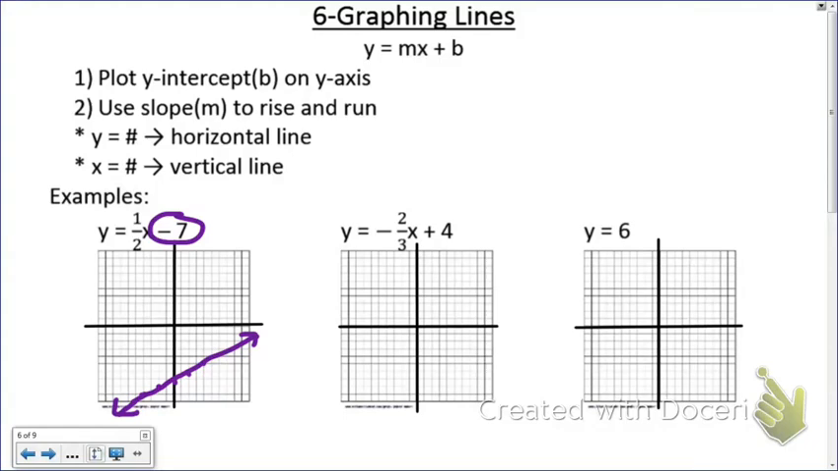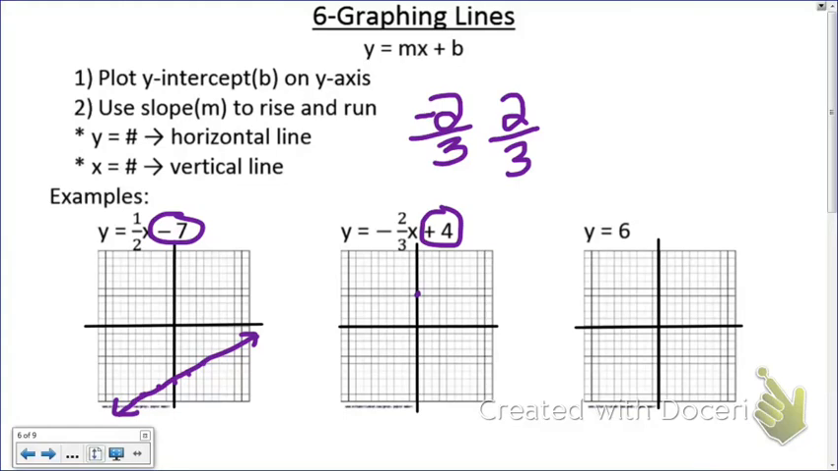For our second graph, it is going to begin on the y-axis at +4. My slope, be careful, is a -2/3. The negative can either go on the top, which would tell me to go down 2, but the 3 would be positive, which would mean that I would go to the right, or it could go on the bottom to tell me to go up 2 and to the left 3.